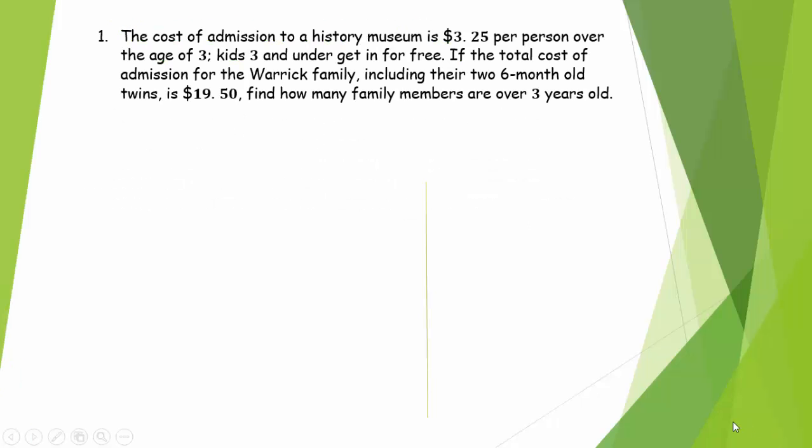Tonight's first word problem was: the cost of admission to a history museum is $3.25 per person over the age of 3. Kids 3 and under get in for free. If the total cost of admission for the Warwick family, including their 2 6-month-old twins, is $19.50, find how many family members are over 3 years old.